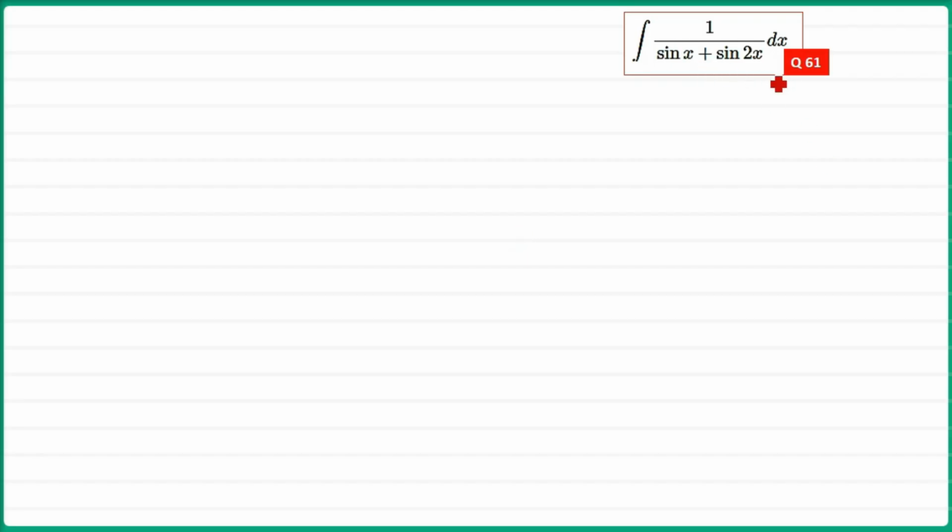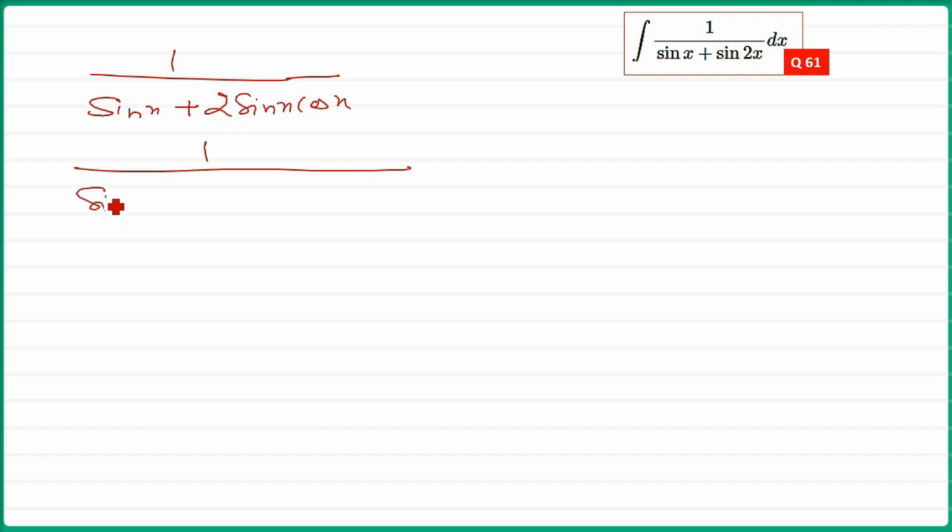1 divided by sin x plus sin 2x. So before the integration, let me just try to resolve this first. 1 by sin x is there, and then sin 2x can be written as 2 sin x cos x. This sin x can be taken outside, and 1 plus 2 cos x will come.